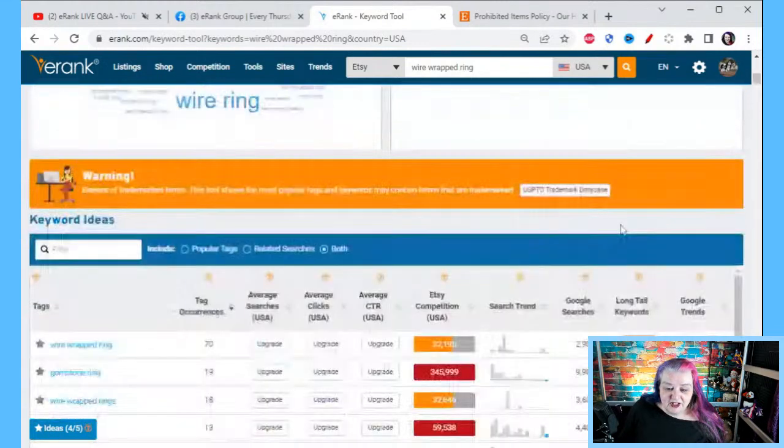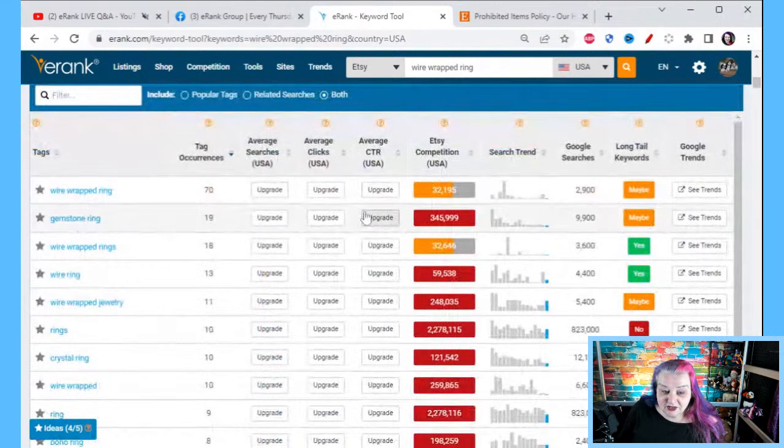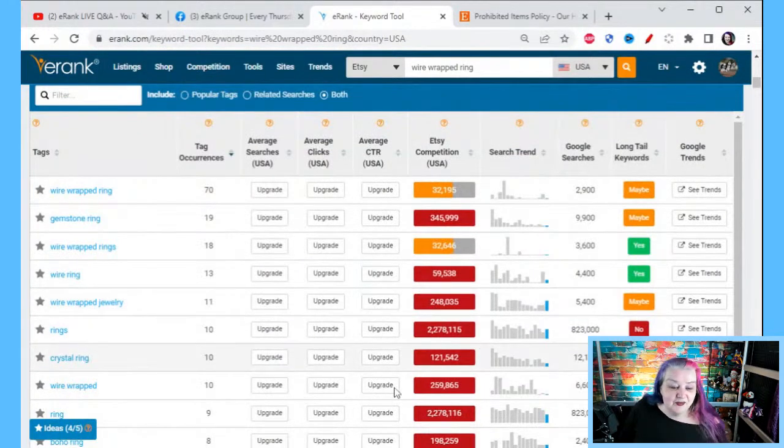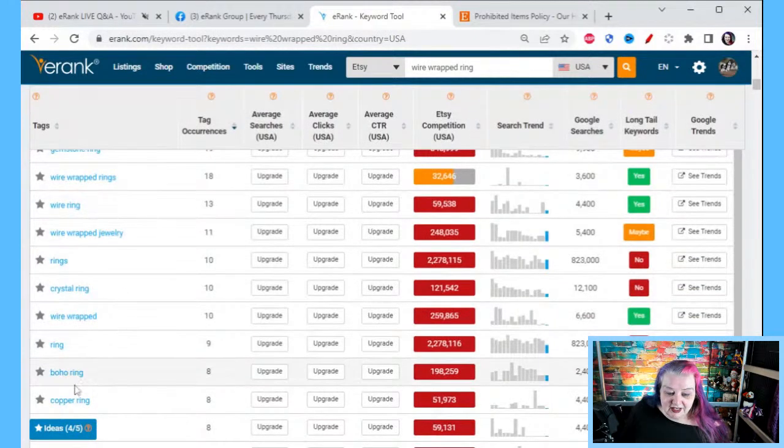So when you scroll down, now, yes, you can't see the searches or the click-through rate or anything, but you can see the trend graph. So you can actually see the searches. You just have to hover. I didn't tell you that. So you can still see the trends. What's trending in keywords like boho ring? That was like big last year and it's dropping off. Wire wrap jewelry, is that making a comeback? So yes, keyword tool with a free account can still help you.